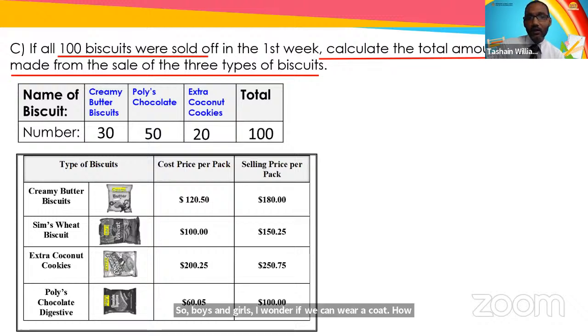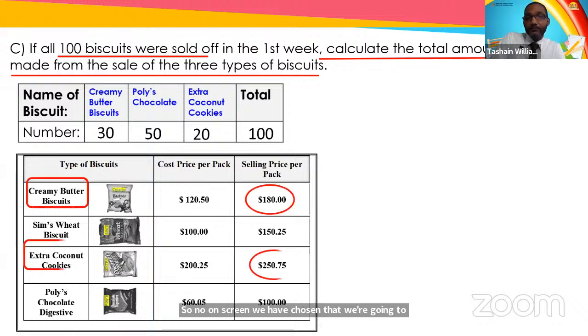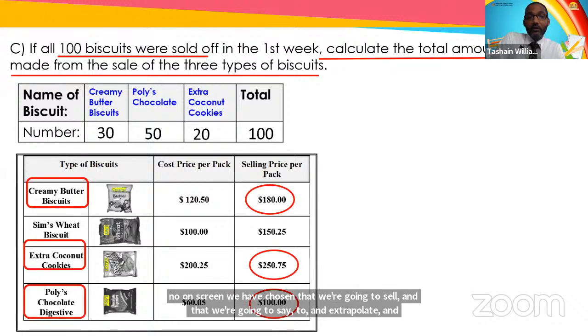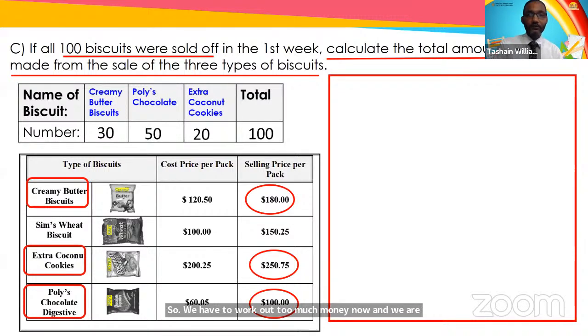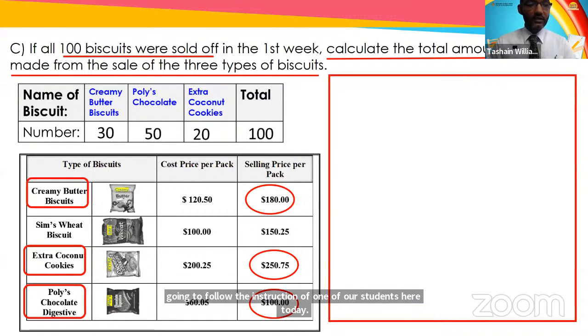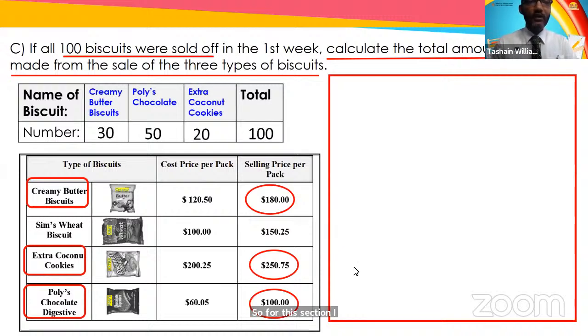Now on screen, we have chosen that we're going to sell Creamy, Polly, and Extra Coconut. So we have to work out how much money we made, and we're going to follow the instruction of one of our students here today. For this section, I'm going to ask someone to unmute and share with me.